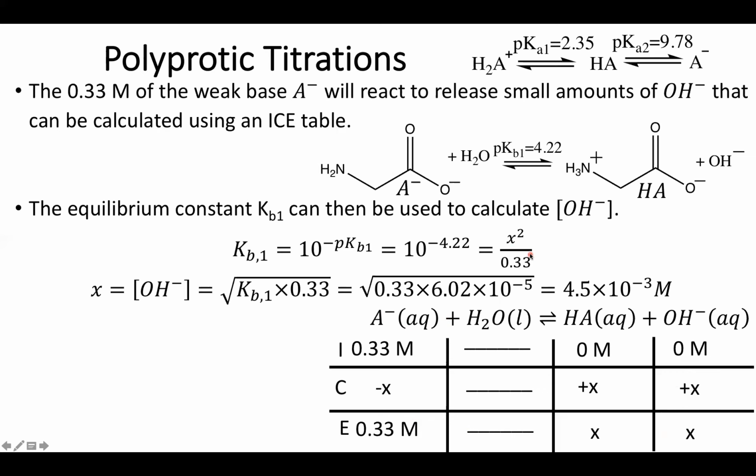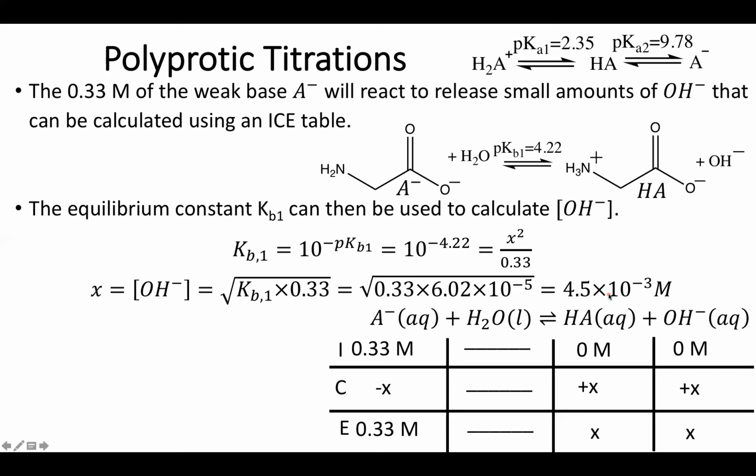So again, solving for X, which will be our hydroxide concentration, this will be the square root of our initial concentration of base times our Kb of 6 times 10 to the negative 5th, which gives us a hydroxide concentration of about 4.5 times 10 to the negative 3rd molar, which is indeed significantly less than our original 0.33 molar base concentration. So this approximation just barely holds.